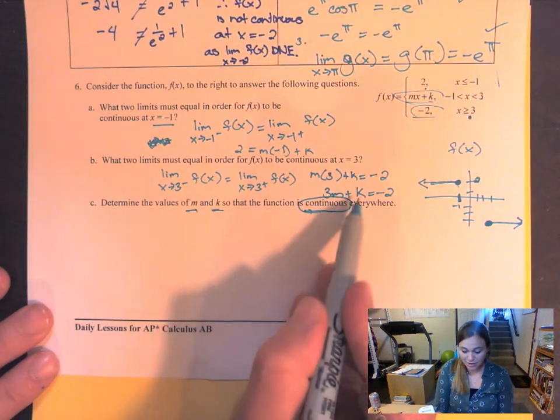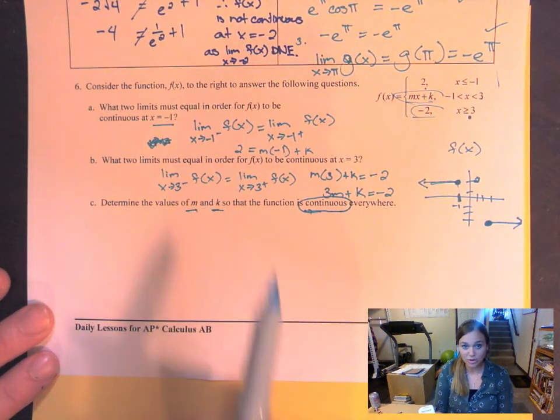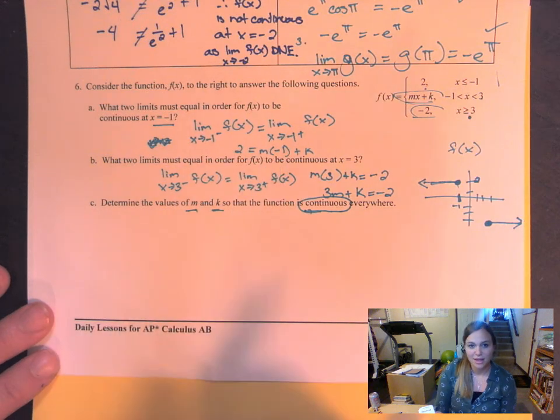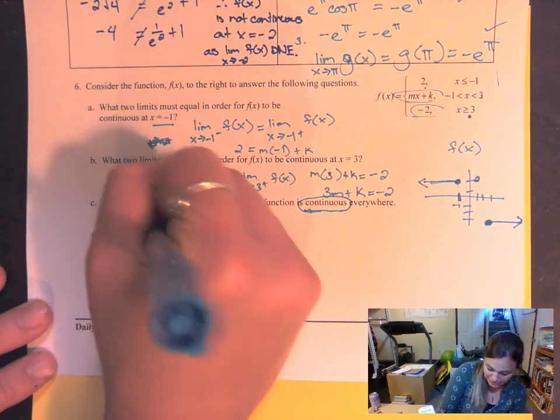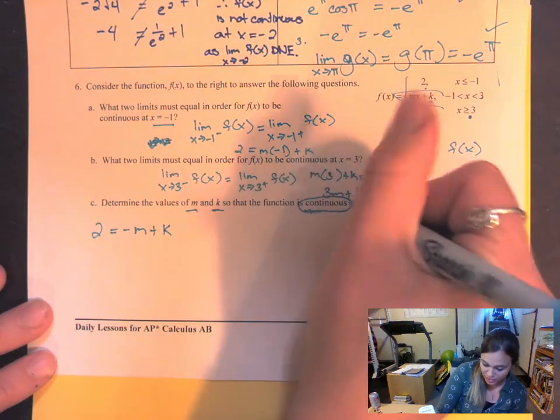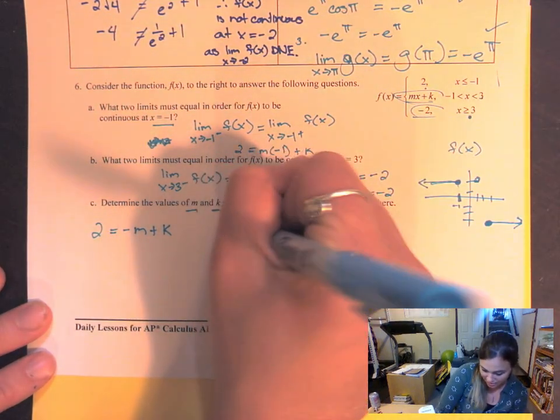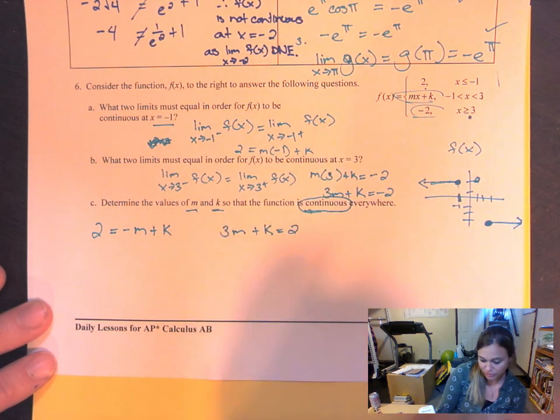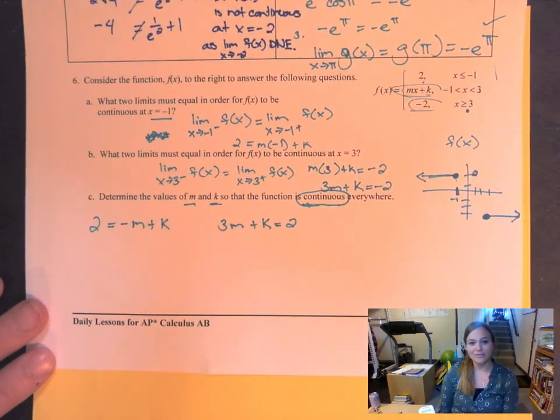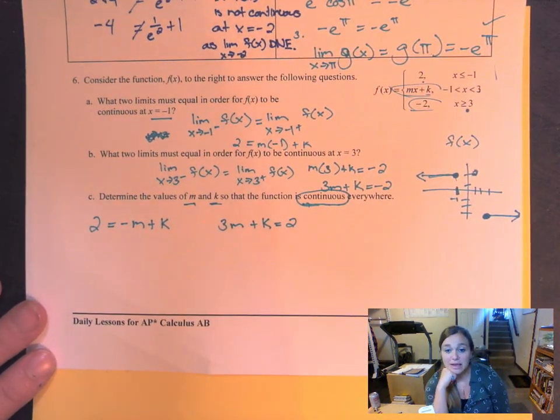So that means the values that work for m and k down here must also work for m and k up here. So I'm going to write down 2 is equal to negative m plus k from that first problem. I'm going to write 3m plus k is equal to 2 from the second part. And now I've got to figure out what values would work for m and k.